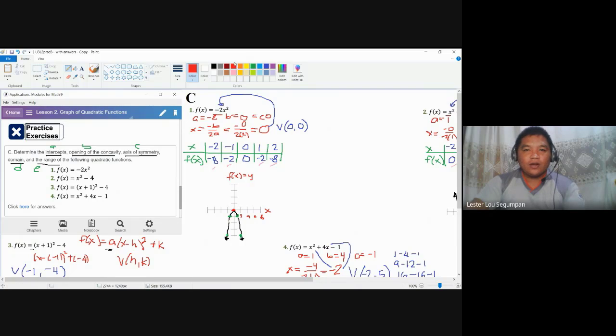So if we're going to talk about intercept, let me use a color for this. Let's say violet. For letter A, intercepts, just use violet to differentiate the colors. The intercept here is a point. So that point is actually at the vertex, (0, 0). This is it.